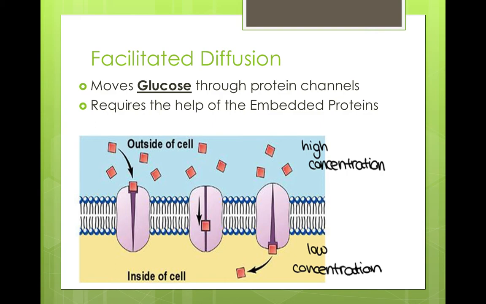All right. Now, if we notice, there are multiple out here outside the cell. There's a high concentration of glucose, but inside the cell, there's a very low concentration of glucose. So that's why they are passively moving through those protein channels. No energy is being used. And that's actually what that term facilitated means. It means that we're getting help, but we're getting help from those embedded proteins. Make sure that you can distinguish that from active transport. There's no energy being used here.